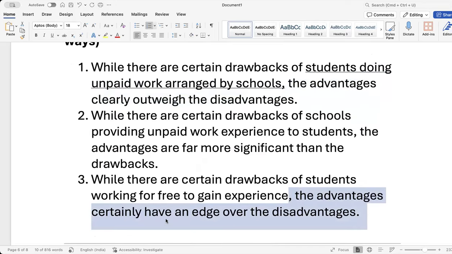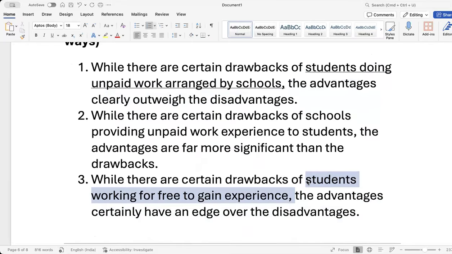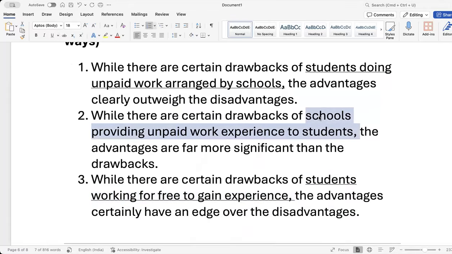Have an edge over means they are more, they're longer. I'll share this file with you. Don't worry. You can learn this from there. And we are also going to practice it. Okay. So this part is just paraphrasing, and then you write your main opinion. The advantages are more, the advantages outweigh, or the advantages have an edge over the disadvantages.